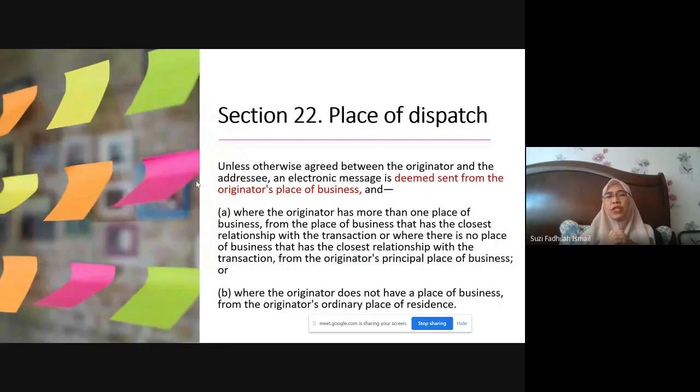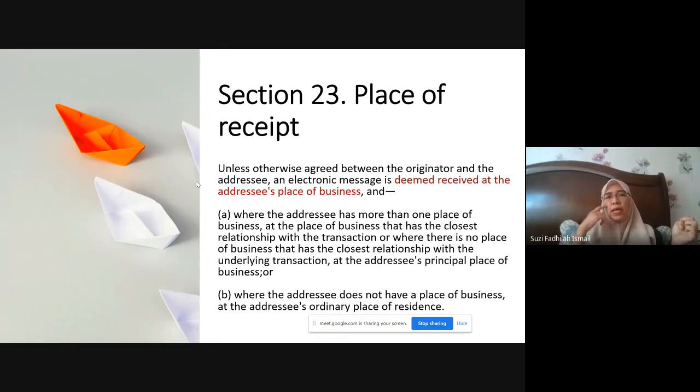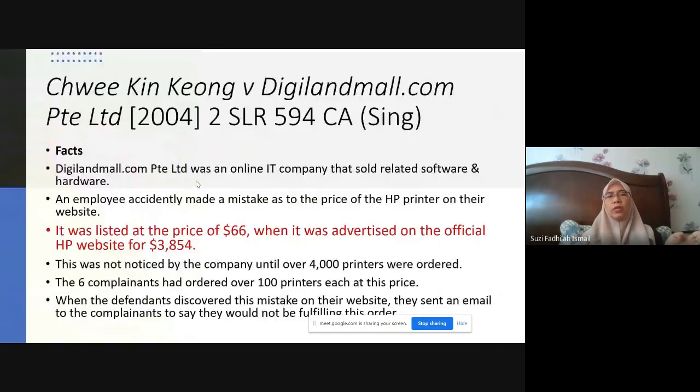And place of dispatch. From which place? It's deemed sent from the originator's place of business. Whenever it involves something formal, official, then place of business, usually the registered office. And then place of receipt is deemed received at the addressee's place of business. If there are more than one place of business, then the registered one, or maybe the headquarters, the principal one.